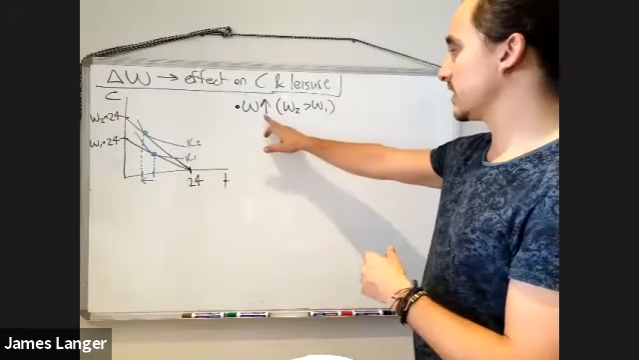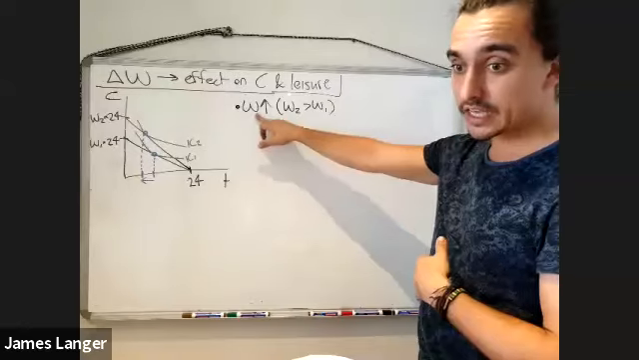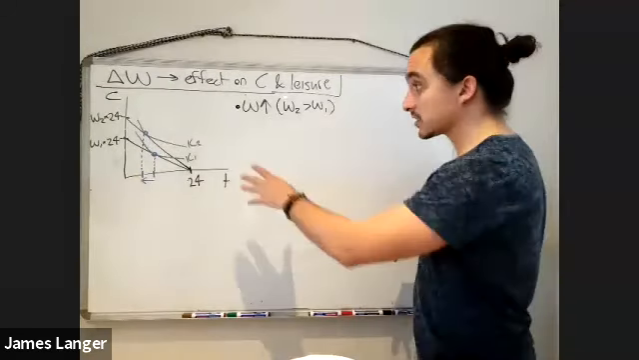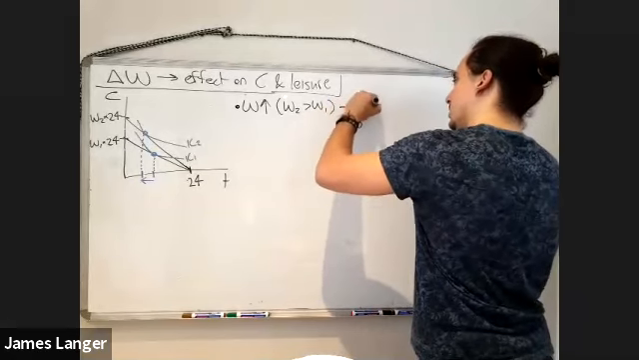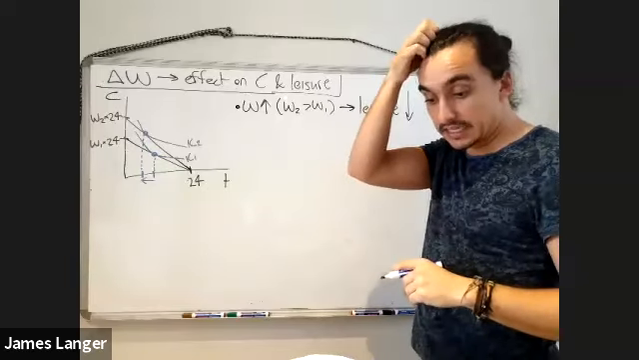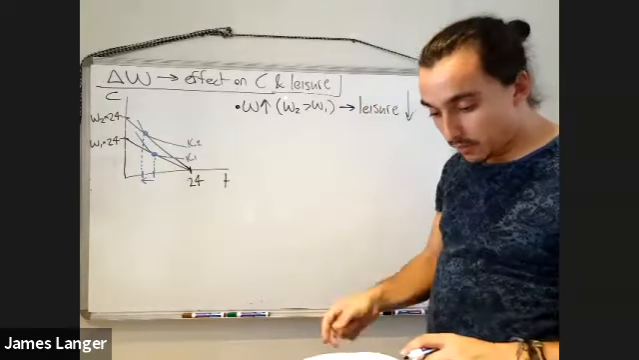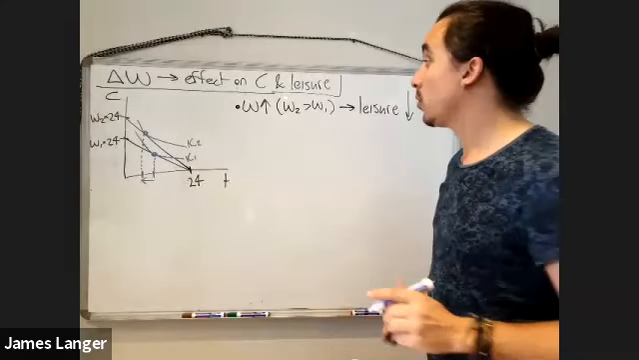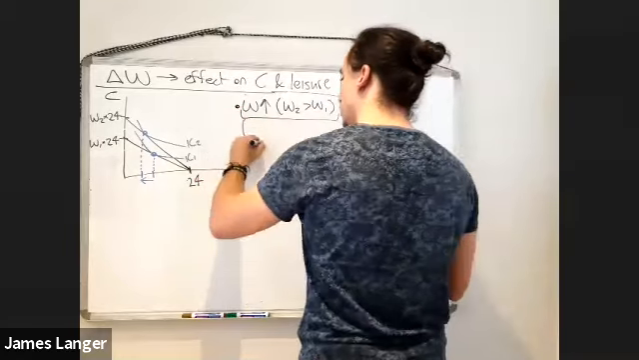So what we've seen is that the wage rate increase in this example has led to a leisure decrease. So why would that be? Well, what is the income effect saying? And this is what I really want you to see.